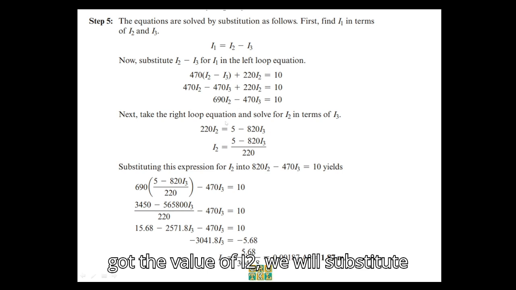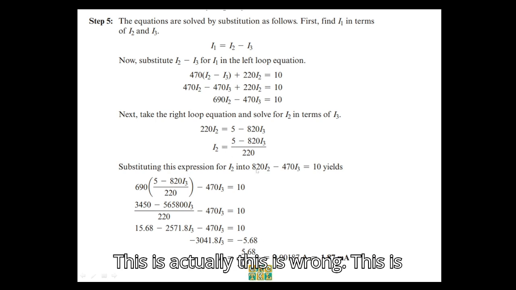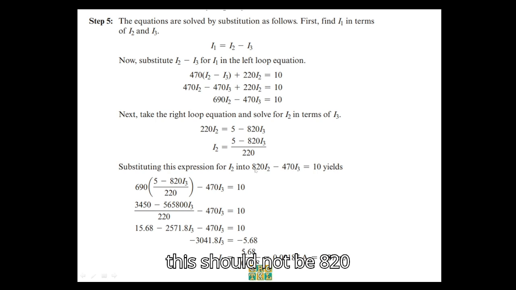Now we got the value of I2. We will substitute I2 in the equation 690 I2 minus 470 I3 equals 10. And so we will get the answer. This will be 5. This is I2, right? This is I2. Actually, this is wrong. This should not be 820 I2 minus 470 I3.